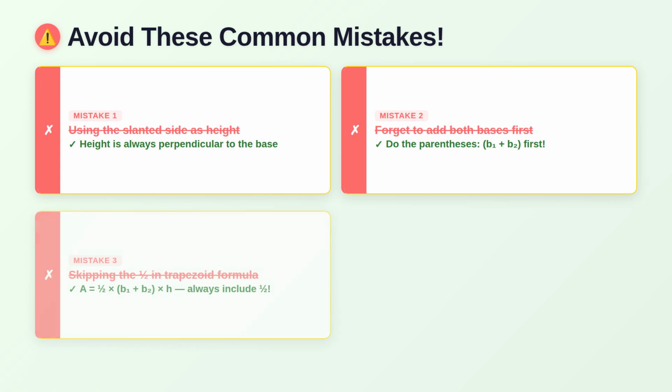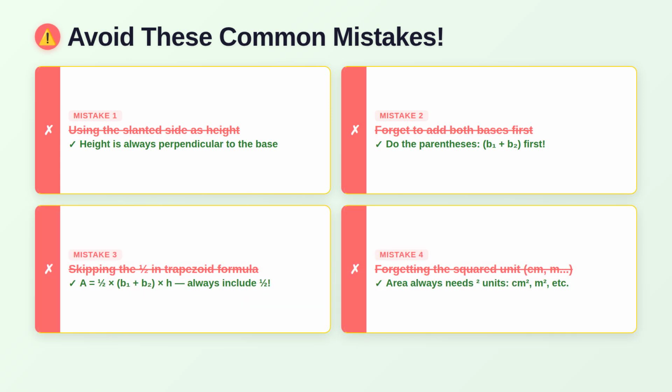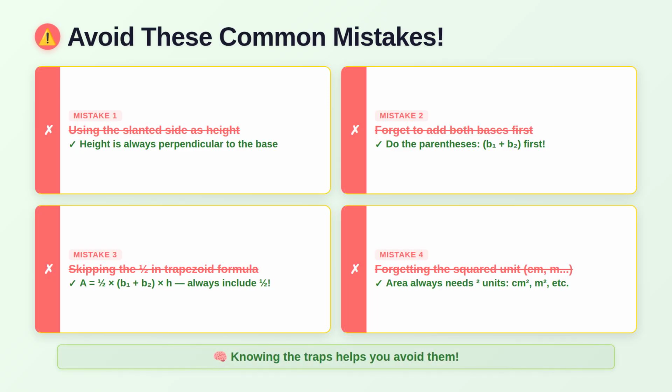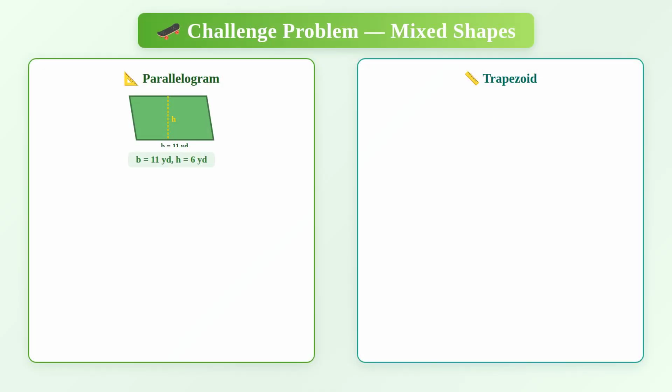Before Maya finishes her project, let's talk about the sneaky mistakes that trip kids up. Mistake 1, using the slanted side as the height. Nope, height is always perpendicular to the base. Mistake 2, in the trapezoid formula, forgetting to add both bases before multiplying. You must do the parentheses first. Mistake 3, skipping the 1/2 in the trapezoid formula. That changes your answer completely. And mistake 4, forgetting the squared unit. Teachers will mark that wrong. Knowing the traps helps you avoid them.